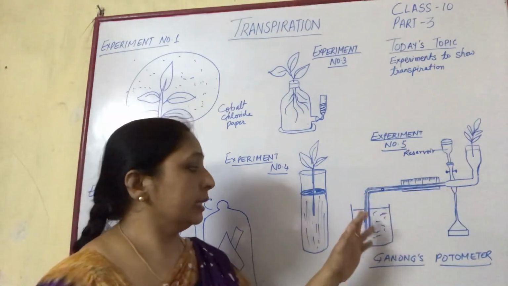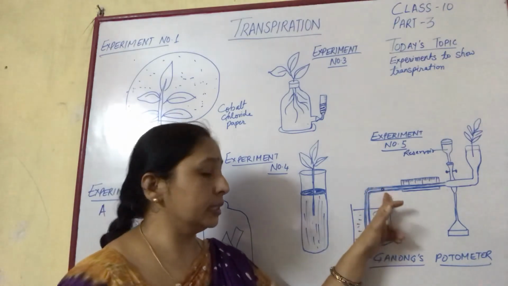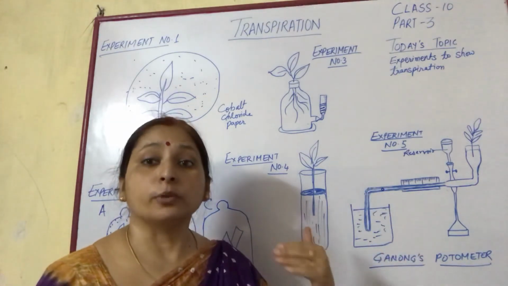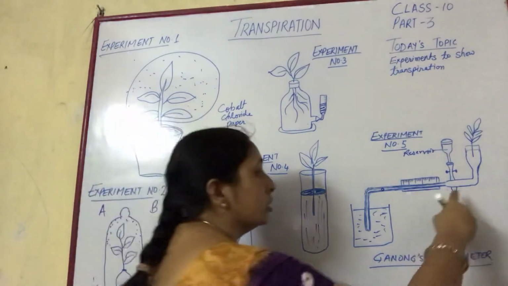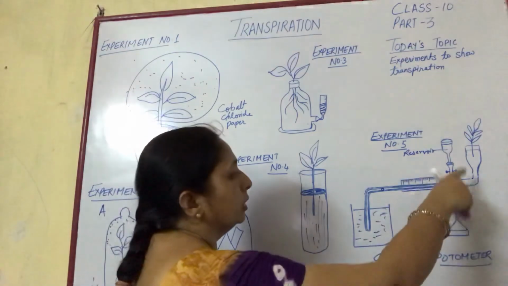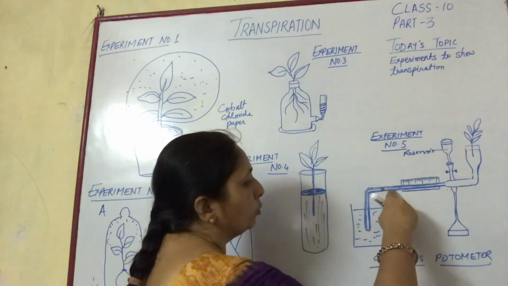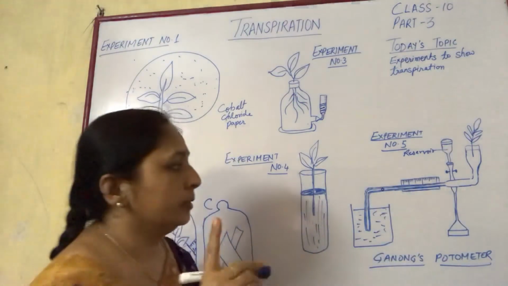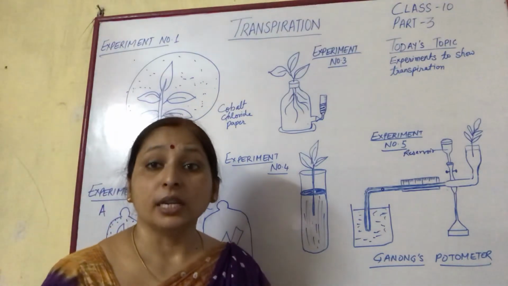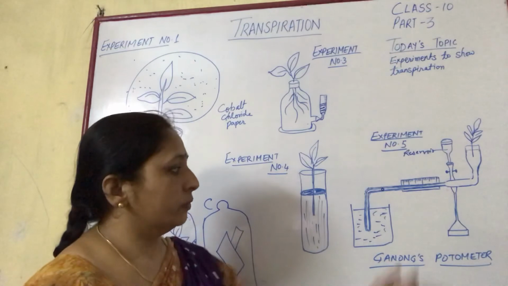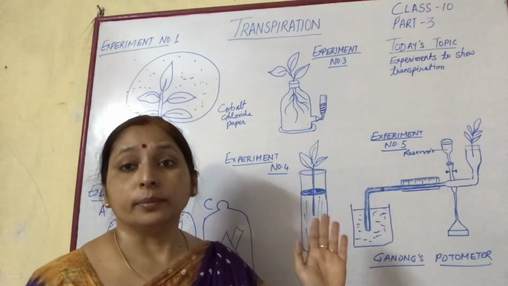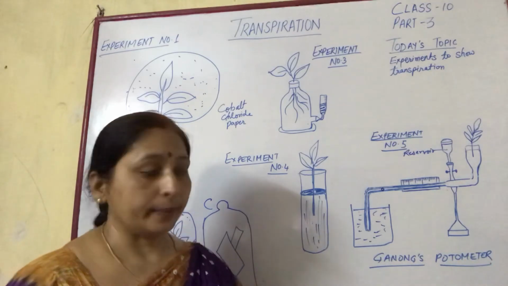Now what happens is that an air bubble is inserted in the capillary tube. When the transpiration process starts, there is loss of water from the surface. Loss of water from the apparatus results in the movement of the air bubble, and the movement of the air bubble indicates the rate of transpiration. With this scale we can count the movement according to the time.